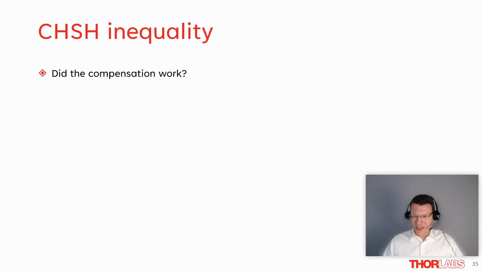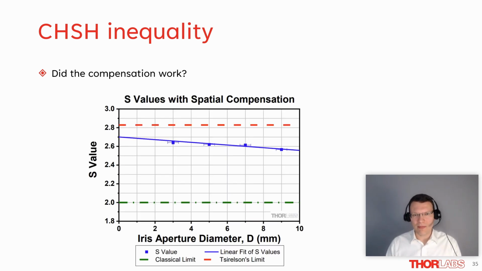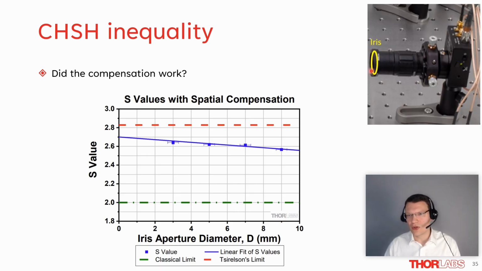Now, once your students have worked through that and bathed in the profoundness of this, you can look into more aspects of the system. So you can, for example, look into the compensation in more detail. What you can measure, and what I'm showing here, is the S value measured for different iris apertures, meaning different openings of the detector.